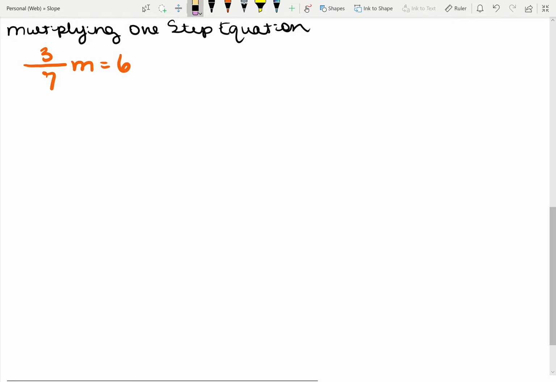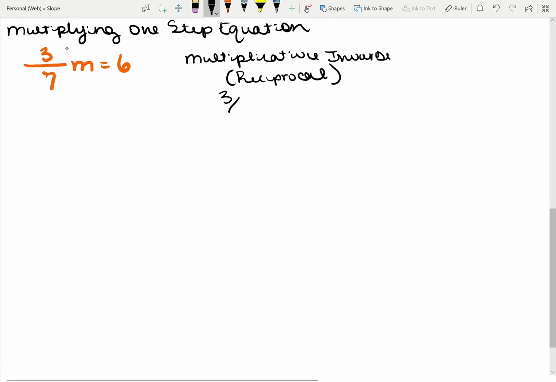So in order to solve for this problem here, we need to first understand what it means to have the multiplicative inverse. And that is basically the reciprocal, which we know it as. It is the reciprocal. So for instance, since we have 3 over 7, its reciprocal is 7 over 3. Okay, and so what you're going to notice is that we're going to use our reciprocal, or the multiplicative inverse, in order to solve for m.